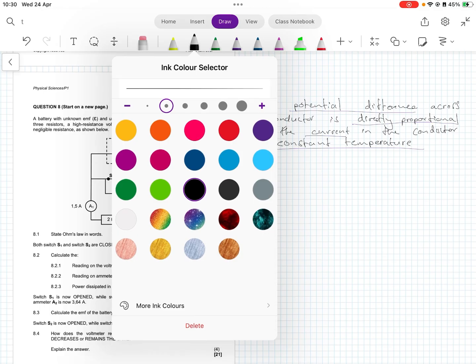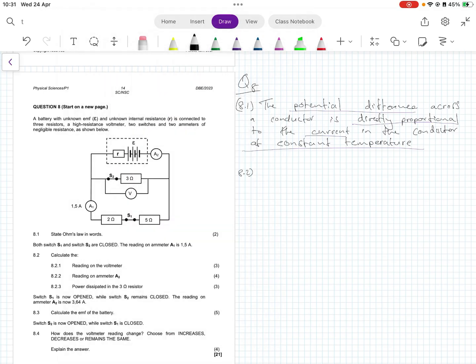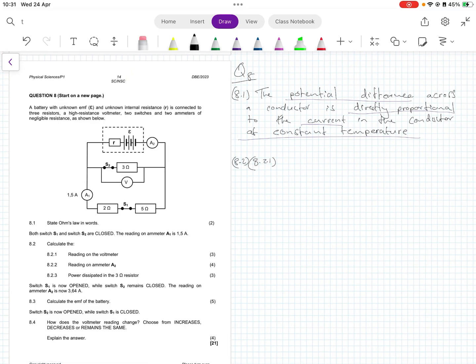Now, 8.2. Here we need to calculate, so we will be reading the problem statement. A battery of unknown EMF and unknown internal resistance is connected to 3 resistors, a high resistance voltmeter, 2 switches, and 2 ammeters of negligible resistance, as shown below. Both switches S1 and S2 are closed. The reading on ammeter A1 is 1.5 amperes. Calculate the reading on the voltmeter.